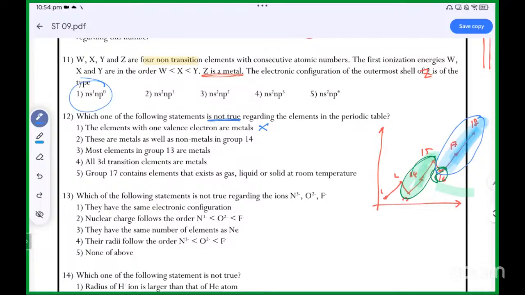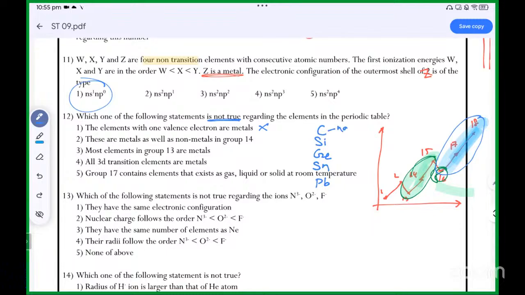There are metals as well as non-metals in group 14, right? 14th group elements, we'll discuss in detail in the p block, but you can do this one by using common sense as well. 14th group elements are carbon, silicon, germanium, stannous, and lead. So these are the elements.